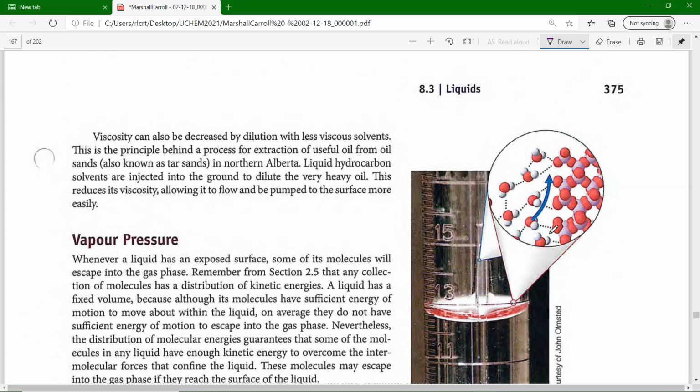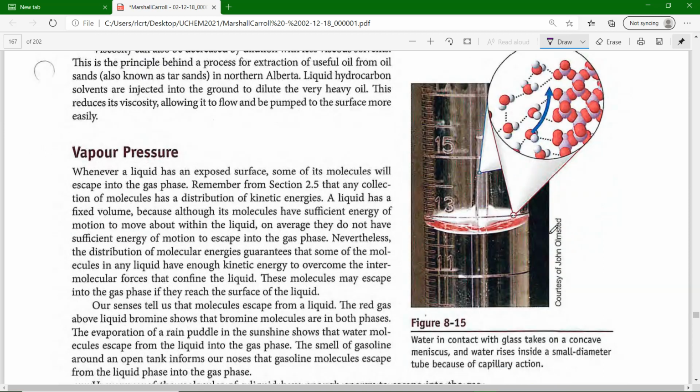Viscosity can also be decreased by dilution with less viscous solvents. And in the tar sands in northern Alberta, you can put in liquid hydrocarbon solvents to try to dilute the heavy oil, reducing their viscosity, allowing them to be pumped up more easily. So the viscosity and the chemical engineering world are important and related to each other.